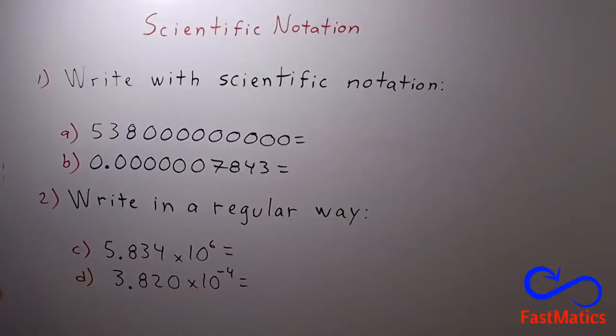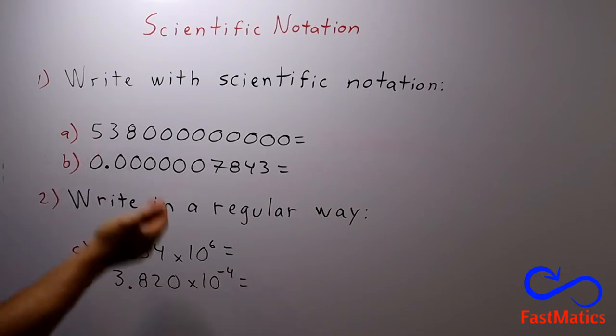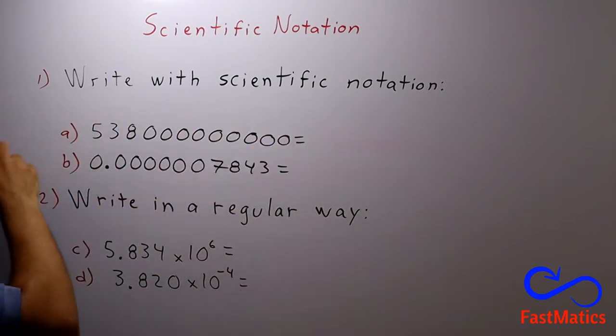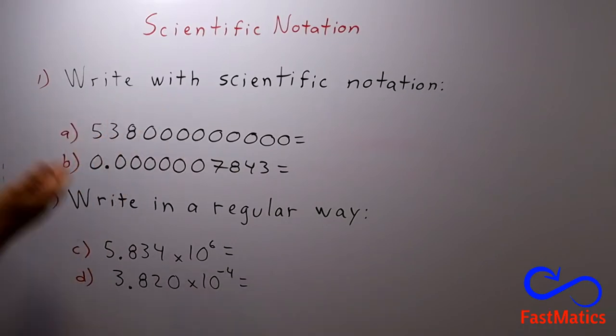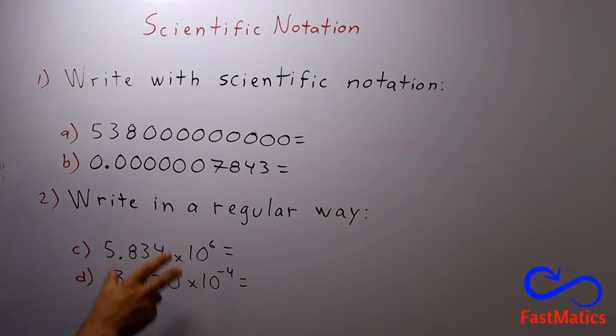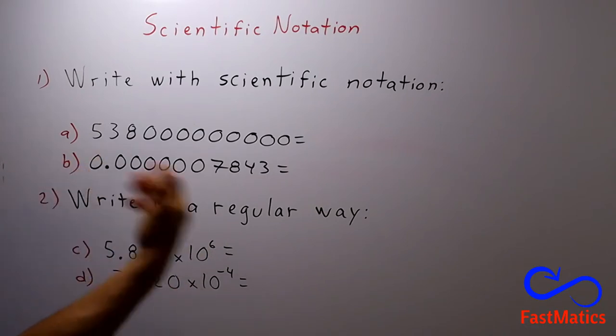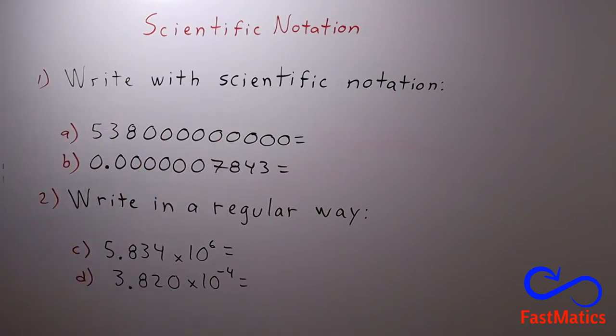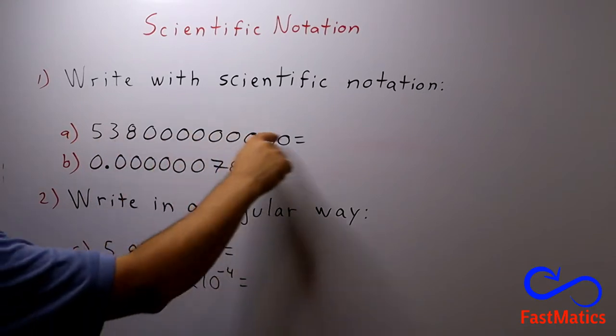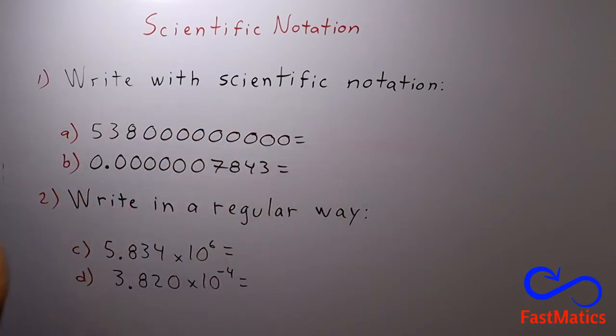So, you have two cases. First of all, when you want to write a big number or a small number with scientific notation. And another way of doing that is when you have the scientific notation and you want to write the number in a regular way. So, how to write this big number with scientific notation?